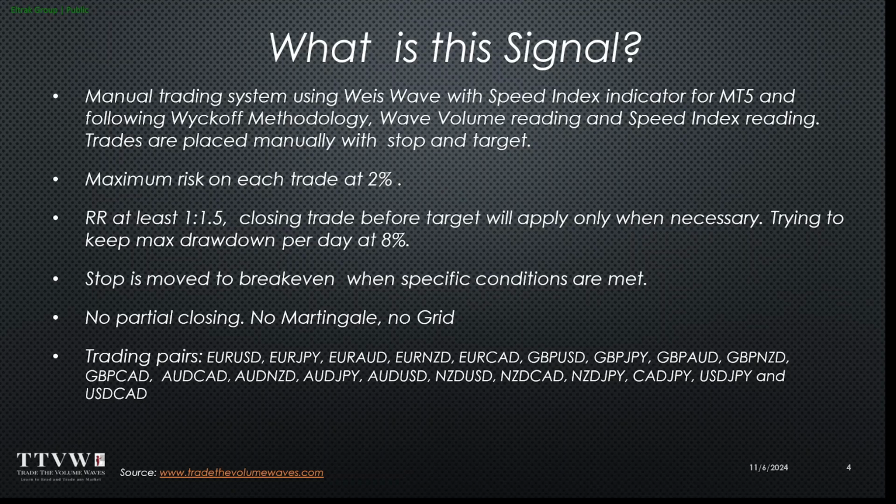I'm trying to keep the drawdown below 8% per day. So if the drawdown reaches 8%, we stop trading for the day. Stop is also moved to break even when specific conditions are met, and there is no partial closing, no martingales, no grid stuff. Okay, and I'm trading the pairs you see on your screen, which are 20 forex pairs for the time being.